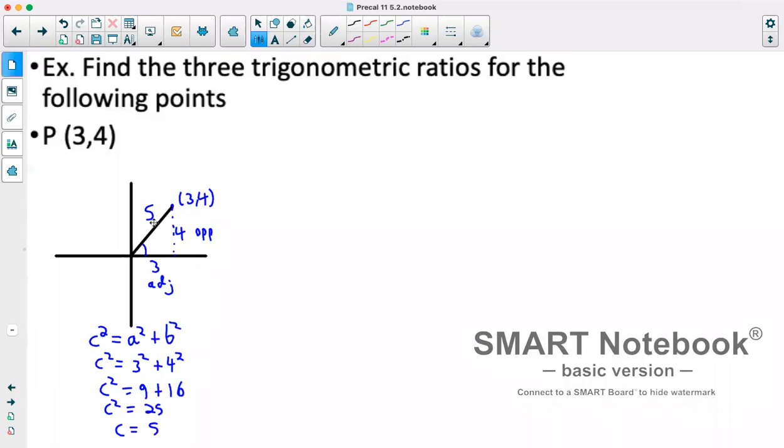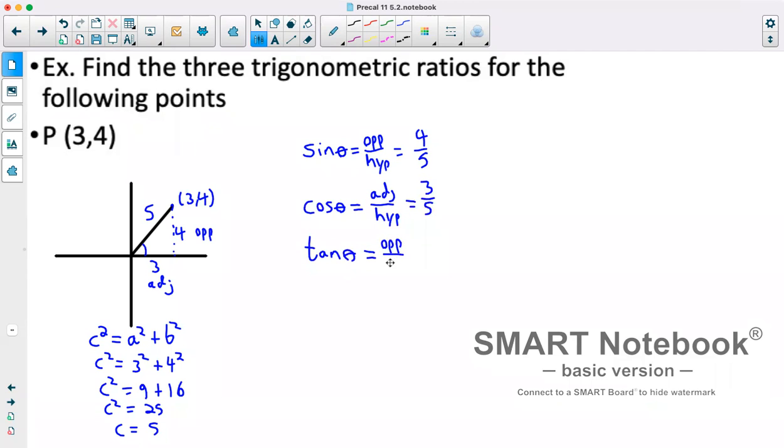Now we'll write out our trig ratios for sine, cos, and tan. So sine of our angle is our opposite over our hypotenuse. So our opposite was 4. Our hypotenuse was 5. Cos of our angle is our adjacent divided by our hypotenuse. So that would be 3 over 5. And tan of our angle is opposite over adjacent. So our opposite was 4 and our adjacent was 3.